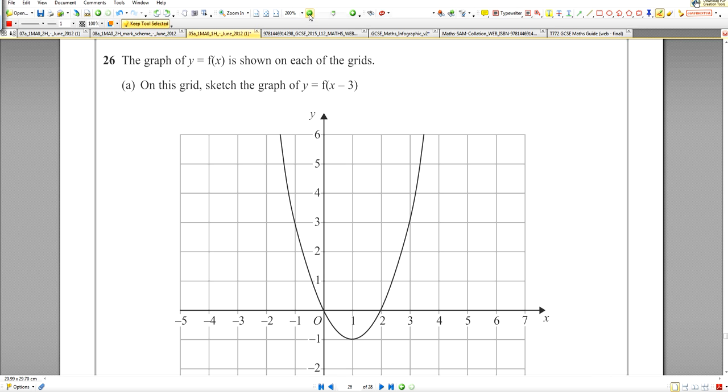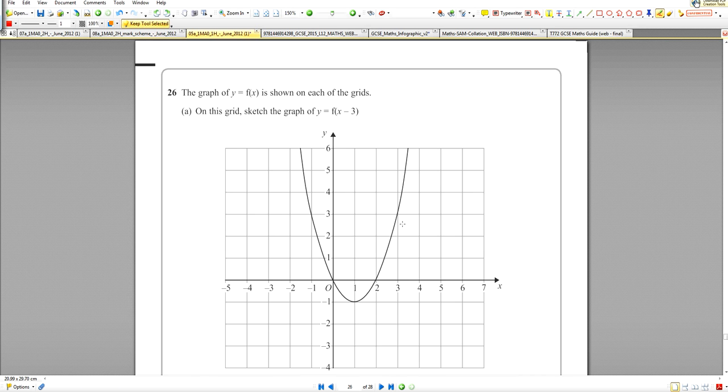Okay, we're going to make it a little bit smaller so we can see it. The graph of y equals f of x is shown on each of the grids. That's the function of x, which looks like a quadratic function. On this grid, sketch the graph of y is equal to f of x minus 3.